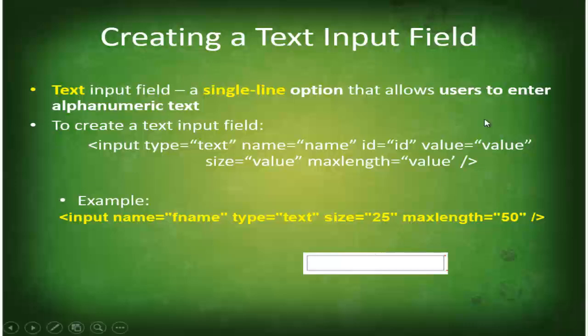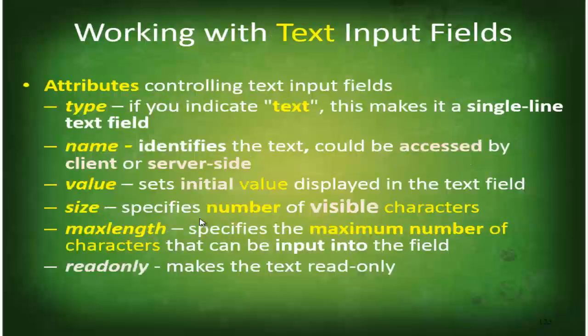So this indicates how many characters will be visible. This indicates the maximum number of characters, after scrolling, that it will accept. So you can say the width is 5 characters, but you can set the maximum length as 50. That means at a time it will show only 5 characters, but at maximum it's going to take 50 characters.